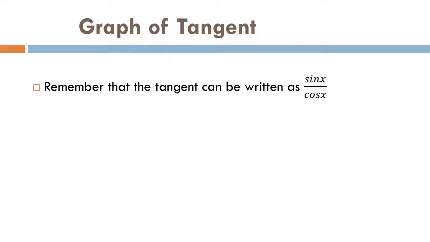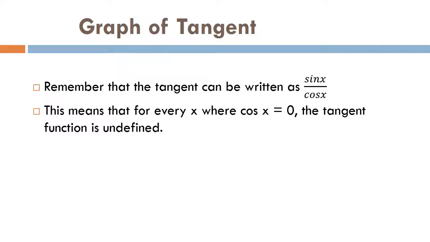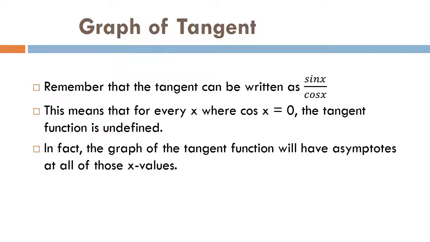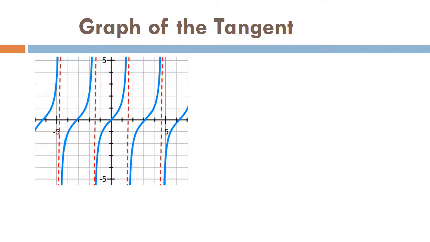Remember that it can be written as the sine of x over the cosine of x. And what that means is that every time the cosine of x is 0, the tangent is going to be undefined. So we're going to have some vertical asymptotes in our graph of the tangent.